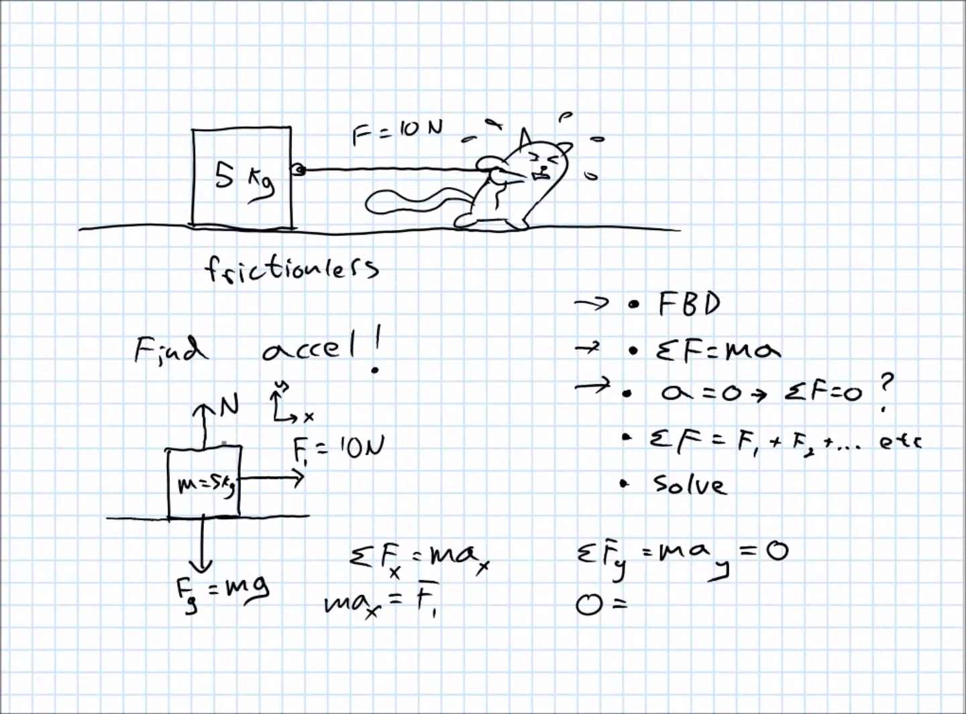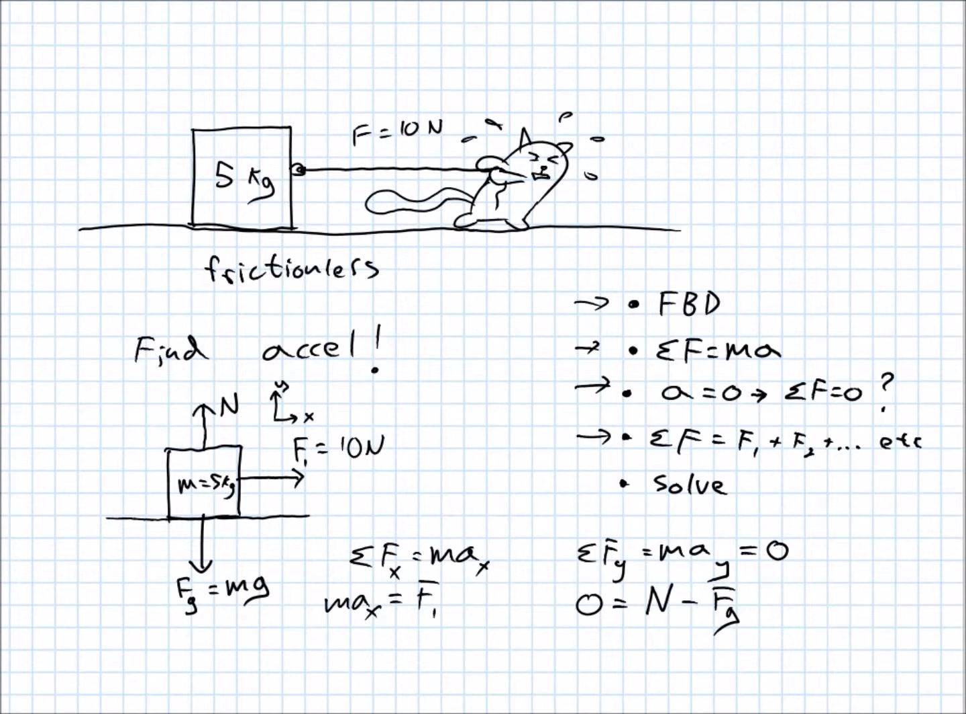We have n is pointing in the positive y direction, so n minus the force of gravity. See that? The force of gravity is pointing in the negative direction. Okay, and that's it for listing out the forces. And the last step is, well, it's a little vague, but it says solve.